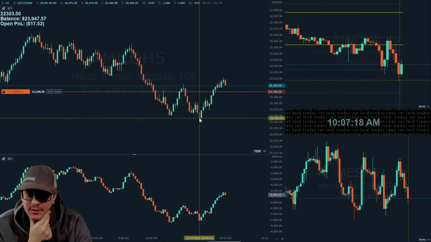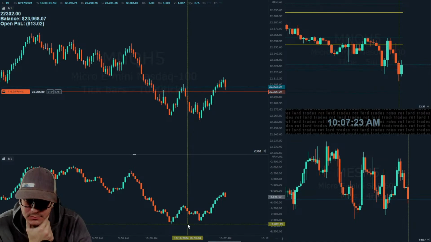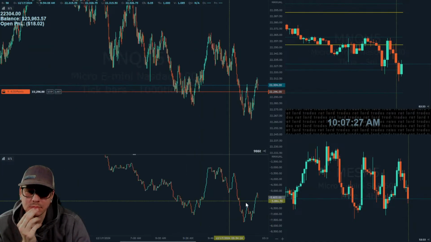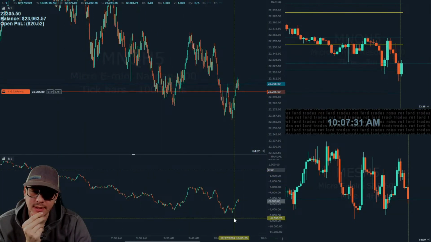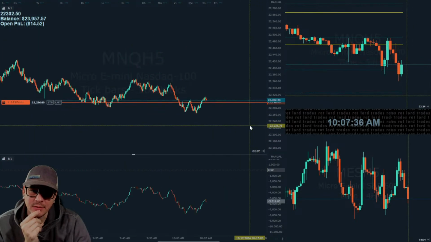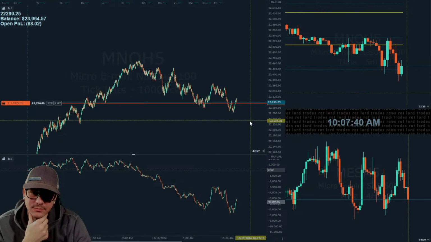This little dip down here went lower. Delta did not. Still got a down trend. I mean, if we zoom out, we're not. This pullback up here wasn't that big of a deal.